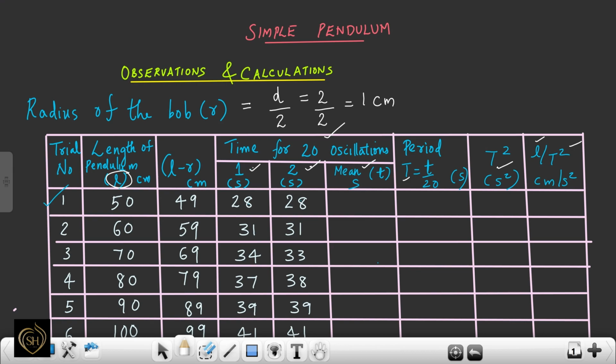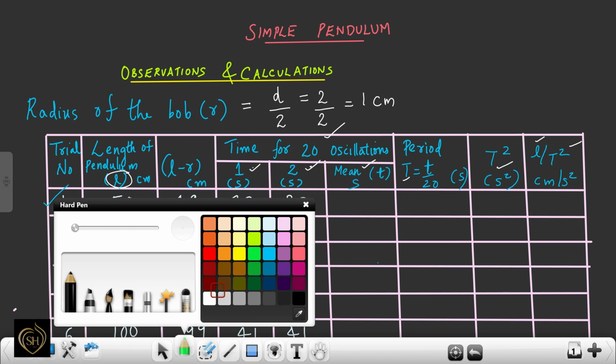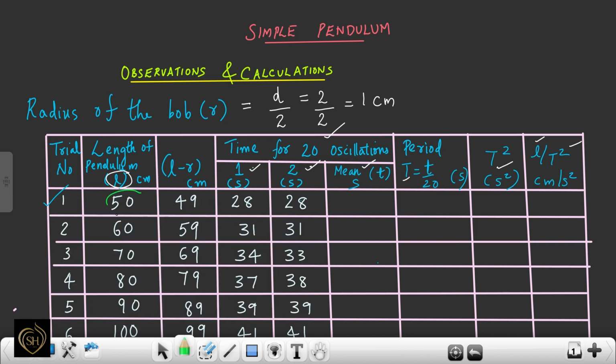Consider the first observation, trial number 1. The length of the pendulum is 50 centimeter. Therefore, L minus R: L is 50 centimeter minus the radius of the bob, 1 centimeter. Therefore 50 minus 1 is 49. Then time for 20 oscillations.